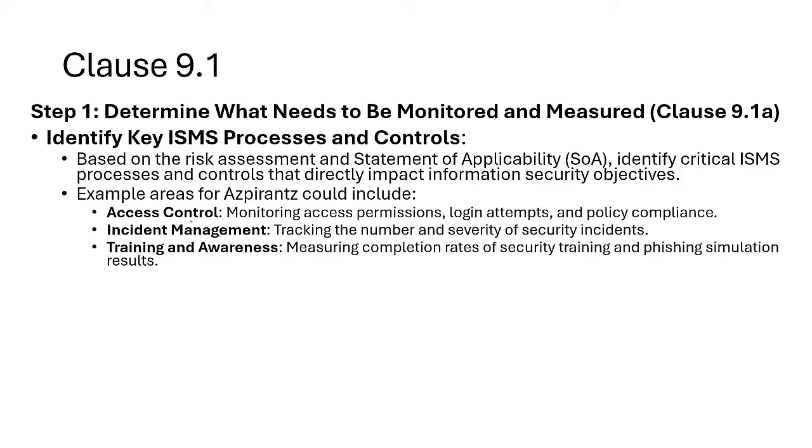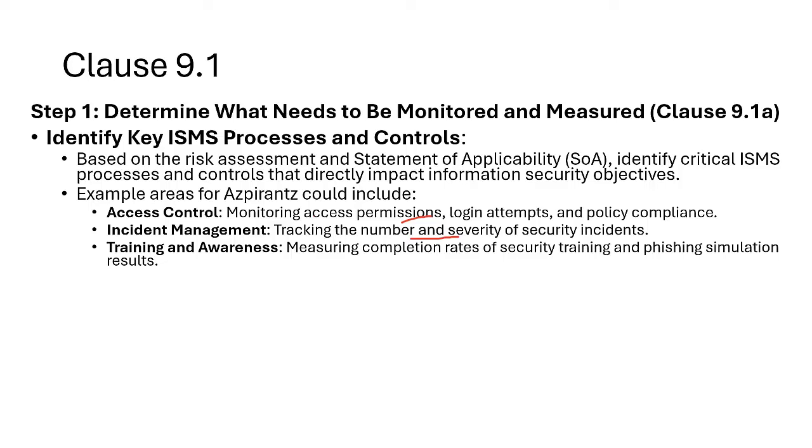For example, we are following an access control procedure, but here we are monitoring the access permissions. We have an incident management process, so we have to track the number and severity of security incidents. We have training and awareness, so we have to track the effectiveness of that. Because the auditor will come and ask for the logs for this. Is it clear? So we have to demonstrate that whatever controls we have, we are monitoring them.